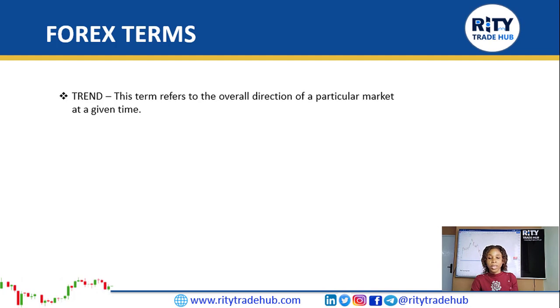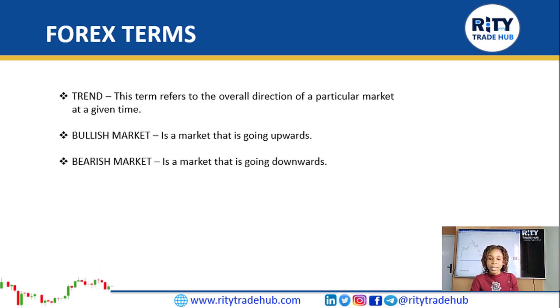Now the next on the list is the bullish market. A bullish market is a market that is in an upward trend. So when someone tells you that a currency or a commodity is bullish, it's telling you that the market is going up. Next is bearish market.